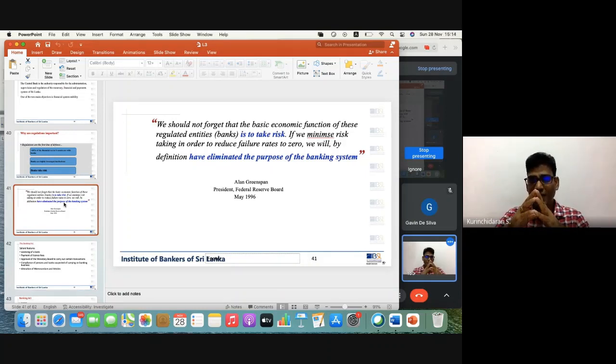So every bank will take risk, but we have to minimize those risks in order to reduce the failure rate, right? So he says we cannot eliminate. If we try to eliminate the risk, that means we are going to eliminate the purpose of the banking system. So he said you cannot eliminate, but try to minimize, right?